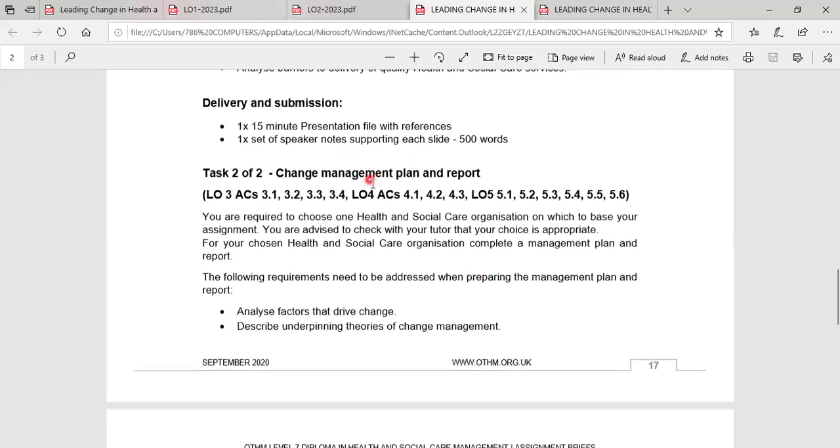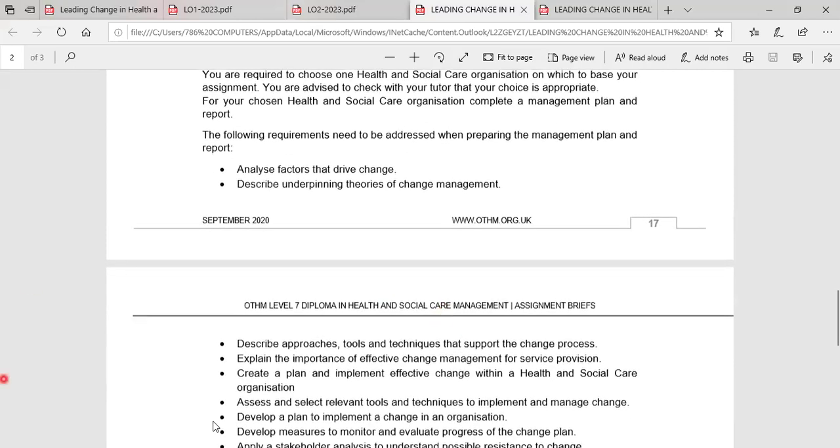The second task is a change management plan and report, as the title indicates. So you're talking about change. Whatever I've spoken about, like how you analyze factors that drive change, some of the factors that you yourself mentioned, and some theories of change management. There are several theories, and if you want, I can go through them with you. And describe approaches, tools, and techniques that would support the change process. Explain the importance of effective change management for service provision.